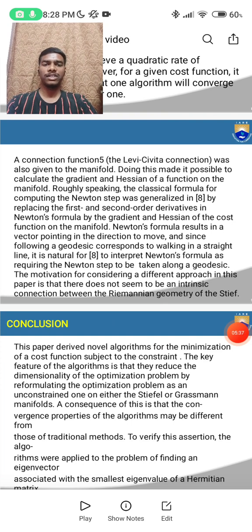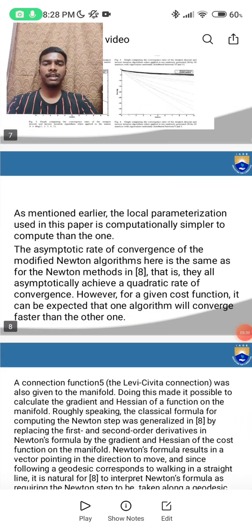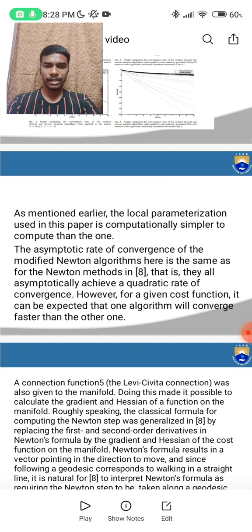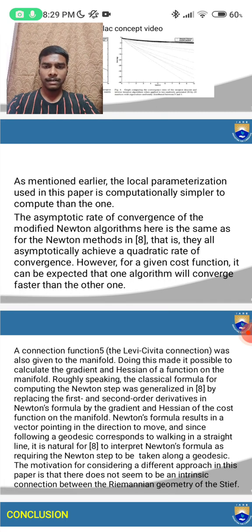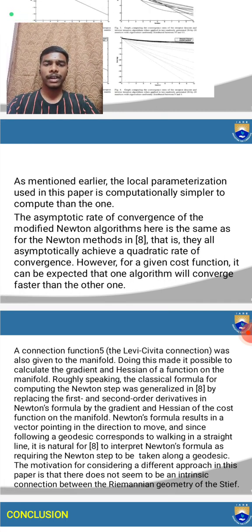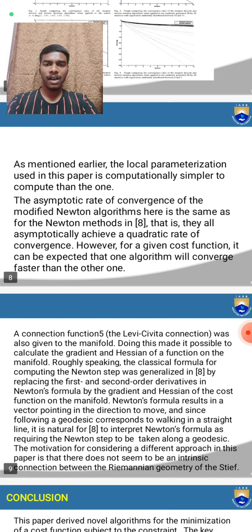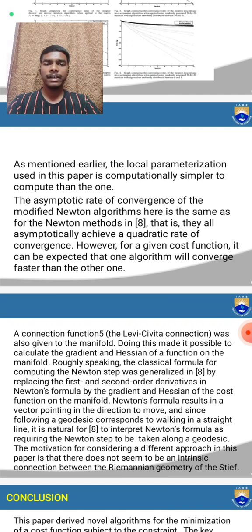Let's go to the next topic. As mentioned earlier, the local parameterization used in this paper is computationally simpler to compute. The asymptotic rate of convergence of the modified Newton algorithms here is the same as for Newton methods. That is, they all asymptotically achieve a quadratic rate of convergence. However, for a given cost function, it can be expected that one algorithm will converge faster than the other.